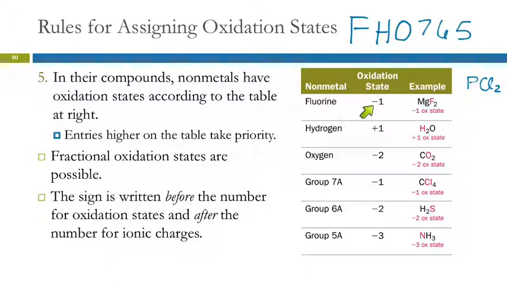Fluorine wants an oxidation state of -1. Hydrogen gets second pick. If there's no fluorine in it, hydrogen gets what it wants, +1. Next is oxygen, and then after that, anybody in group 7, anybody in group 6, anybody in group 5 get what they want. Group 7 wants -1. That's the charge they have as an ion. Group 6 is -2, group 5 is -3. So the key here is the order: fluorine, hydrogen, oxygen, 7, 6, 5. Fluorine gets the charge he wants as the oxidation state.